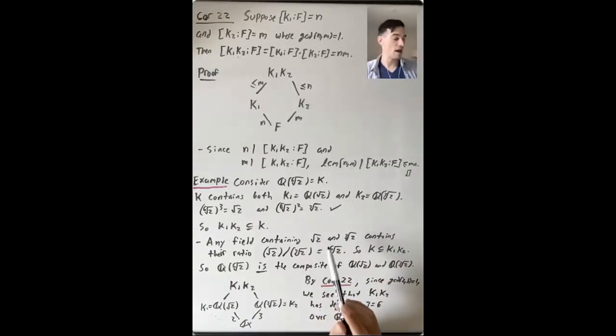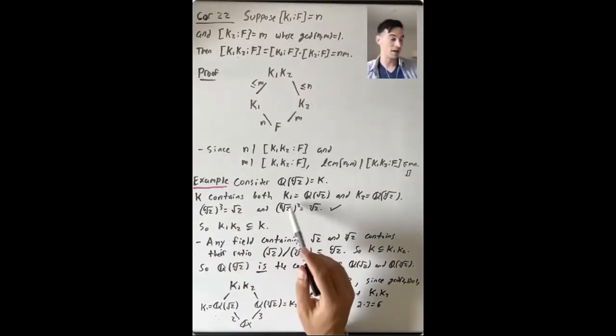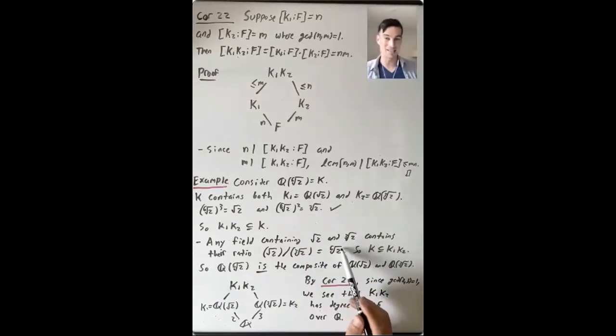But okay, if you have a field that contains both square root of 2 and cube root of 2, it has to contain their ratio. And what is that ratio? This is square root of 2 divided by cube root of 2. This is 6th root of 2 cubed divided by 6th root of 2 squared. This is the 6th root of 2. So any field containing both K1 and K2 has to contain the 6th root of 2.